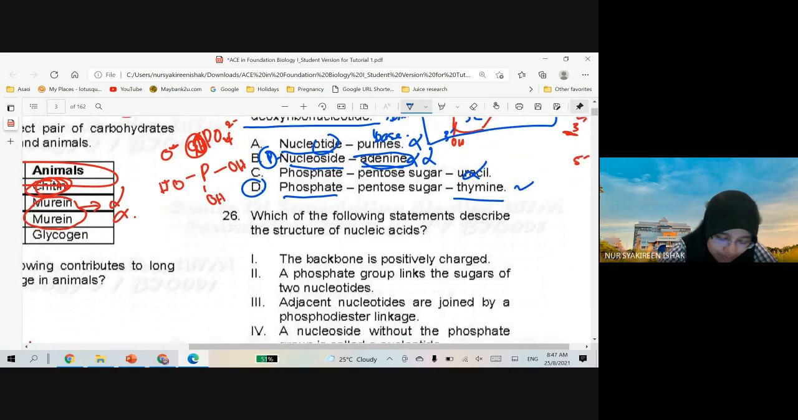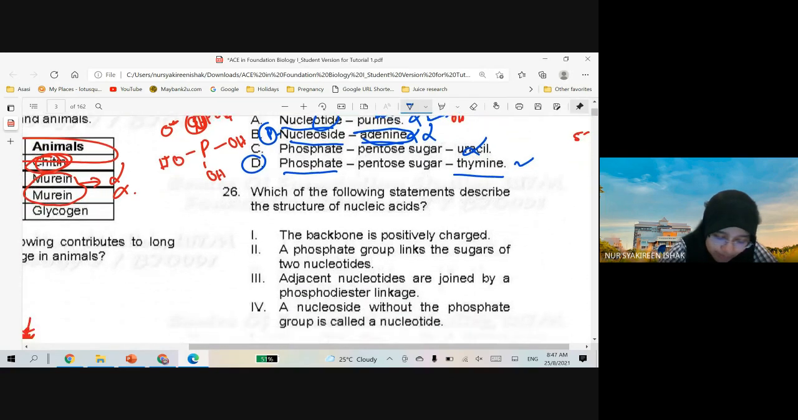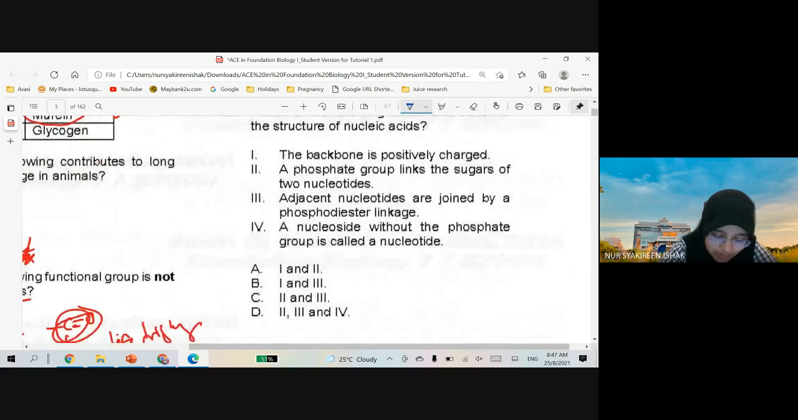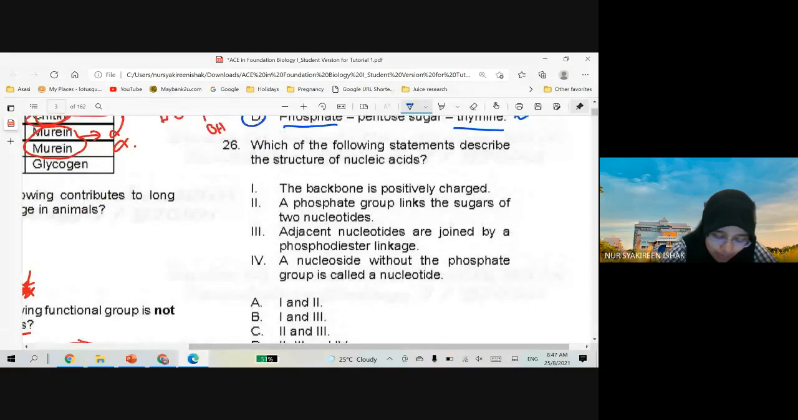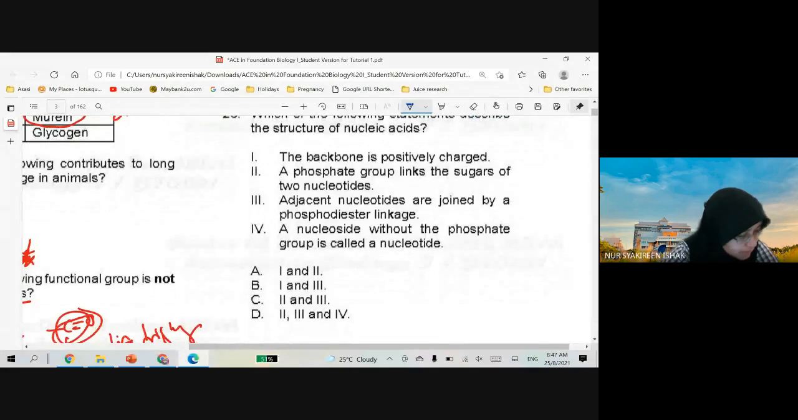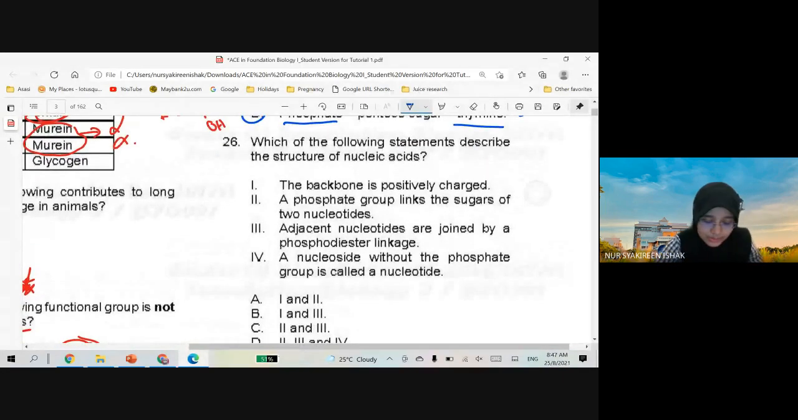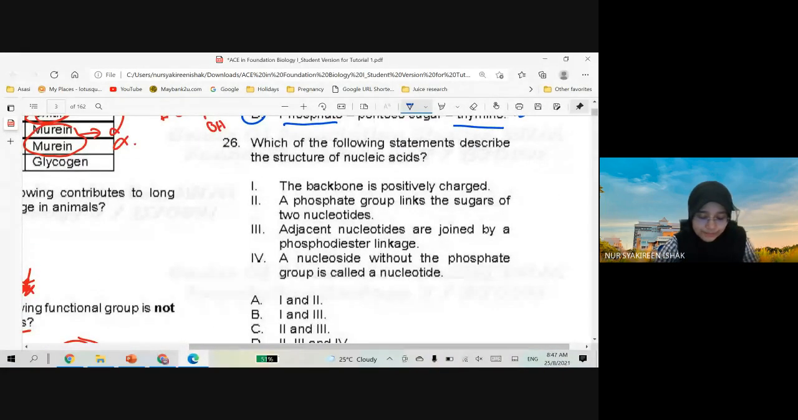So number 26, which of the following statements describe the structure of nucleic acid? So kita tengok statement dia. Number 1, the backbone is positively charged. Betul salah?